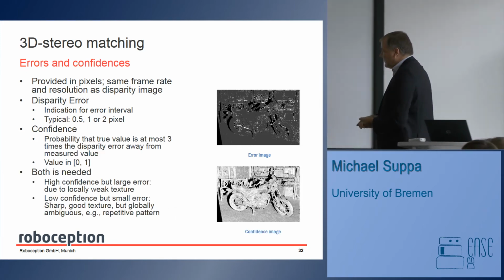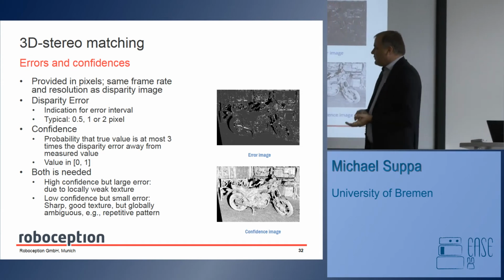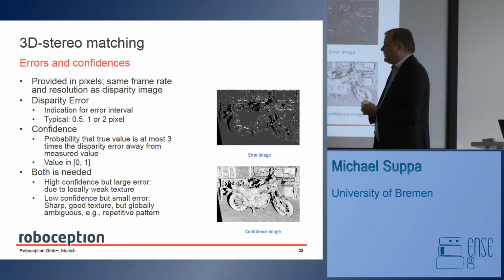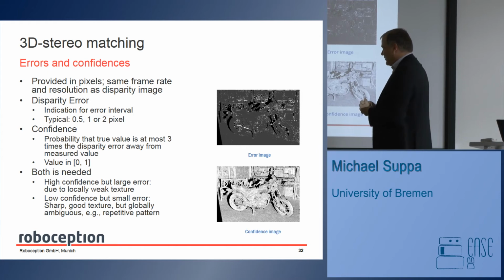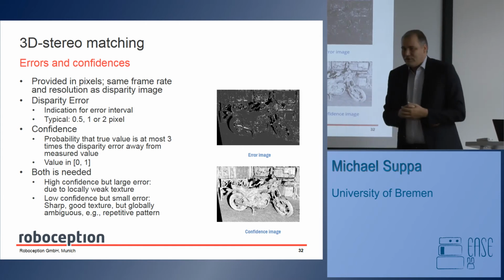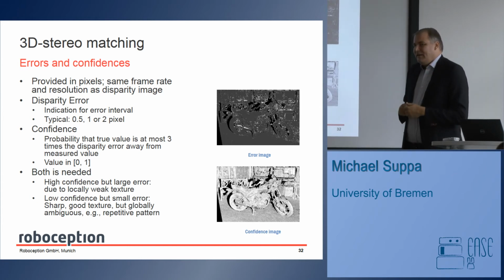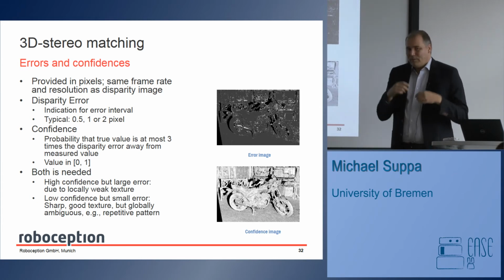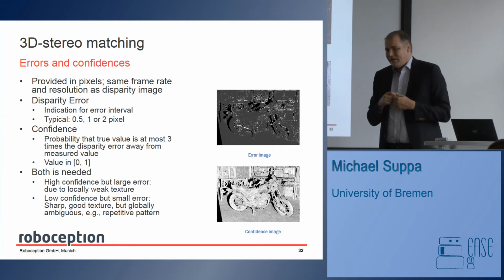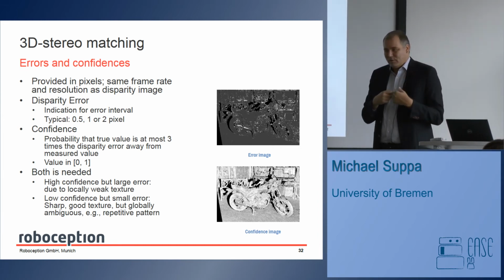The next thing is the confidence value. In that case, the probability is that the true value is at most 3 times the disparity error away from the measured distance. How do we do this? I showed you that SGM is working on 8 passes. What we are doing here is comparing the result of the 8 passes that are computed towards the pixel.